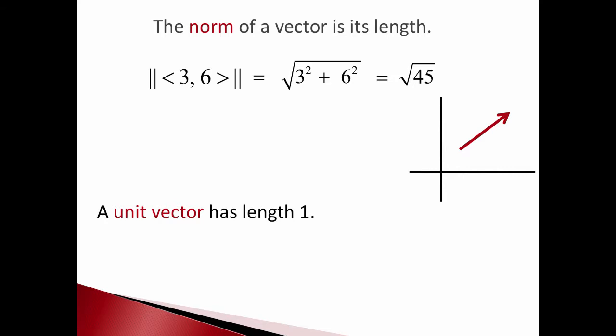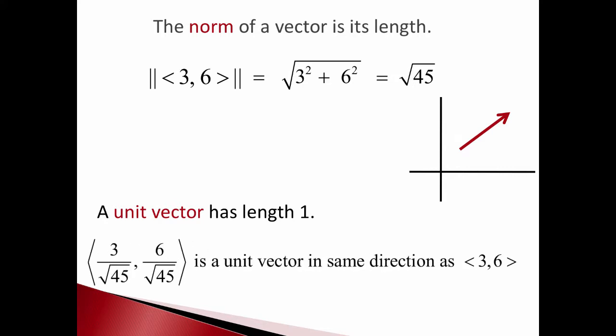And to scale things, what we do is we multiply by the right scalar. If the length here is square root of 45, and I want to make a unit vector out of it, I just multiply by 1 over square root of 45. So 3 over square root of 45, comma 6 over square root of 45. That'll be a unit vector.